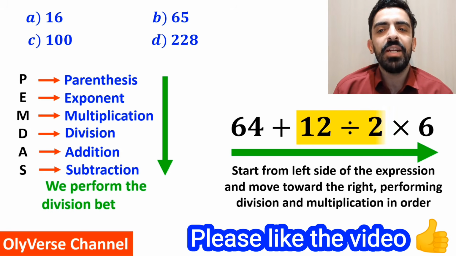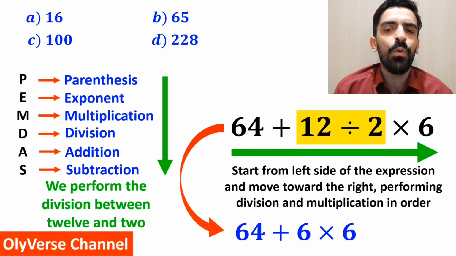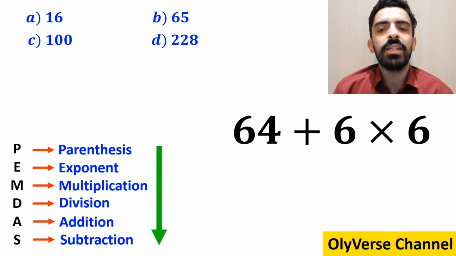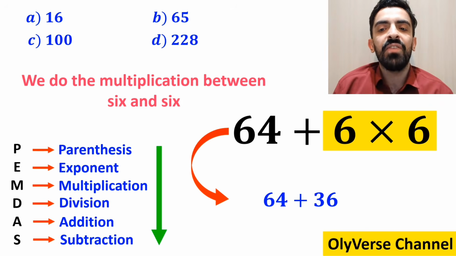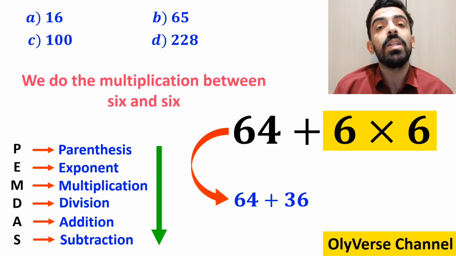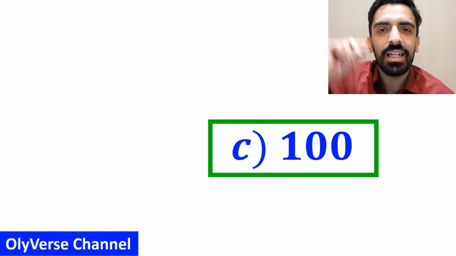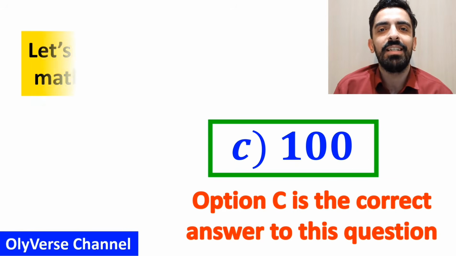So, first we perform the division between 12 and 2, and this expression simplified to 64 plus 6 multiplied by 6. And the final step, we do the multiplication between 6 and 6, which gives us 64 plus 36. And finally, the value of this expression is equal to 100. That's great. Option C is the correct answer to this question.